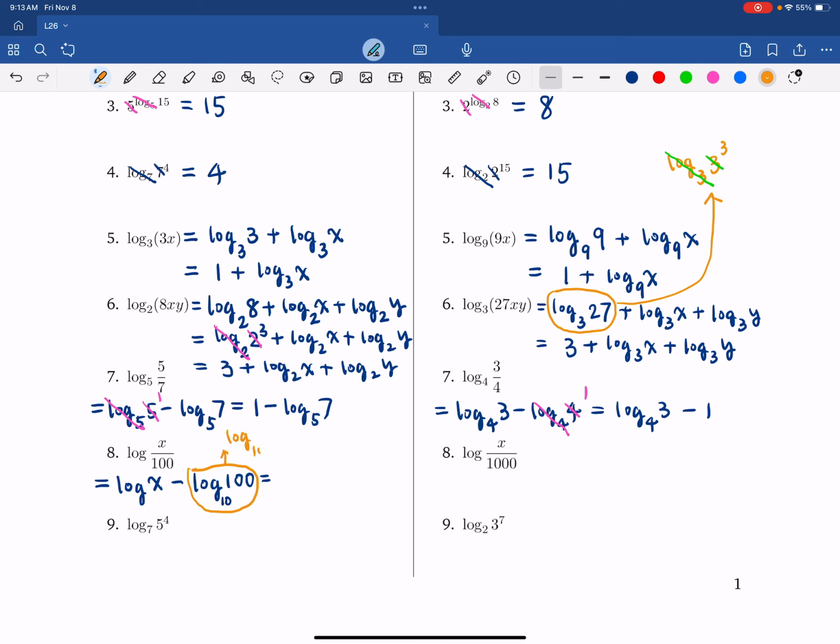Since the base is 10, I'm going to rewrite 100 as an exponent of 10. And it shouldn't be too difficult to figure out that 100 is 10 squared. So that's how you rewrite 100 as exponents of 10. And then we apply the property, right? The inverse operations, log base 10 and exponents of 10. So you could cross them out. We have 2 left. And as a result, this evaluates to log x minus 2.